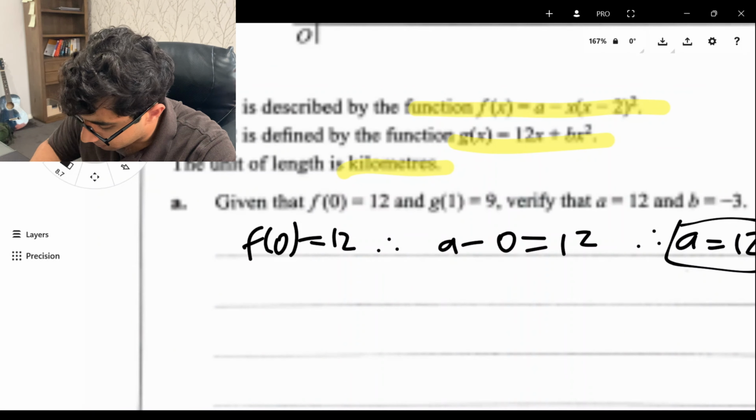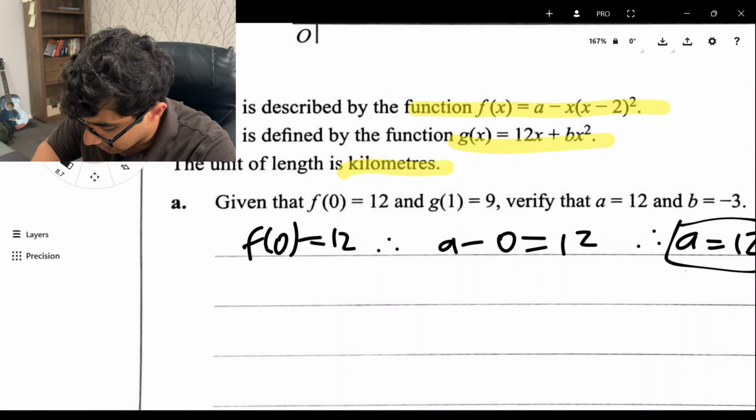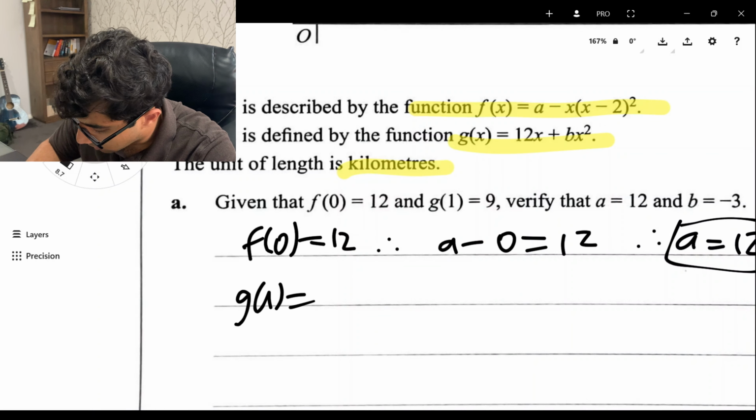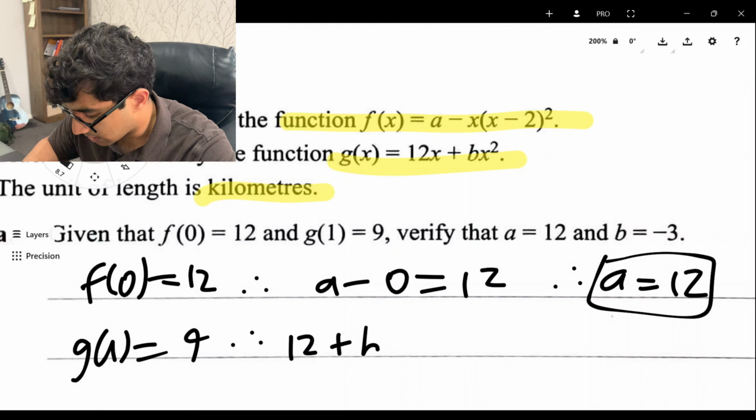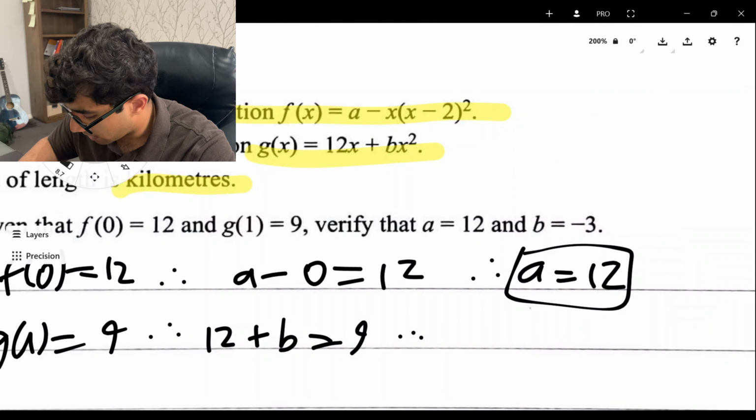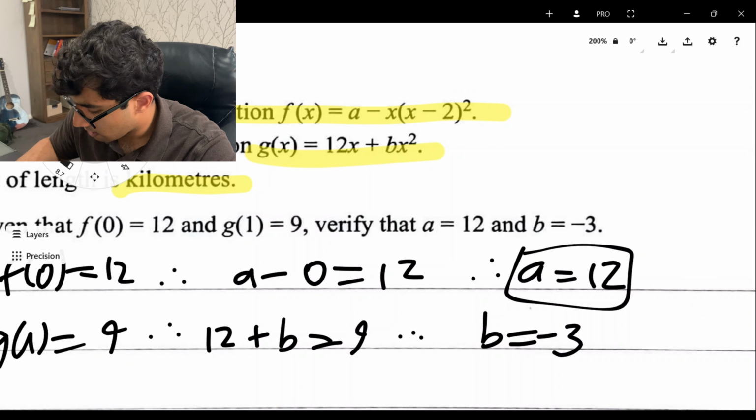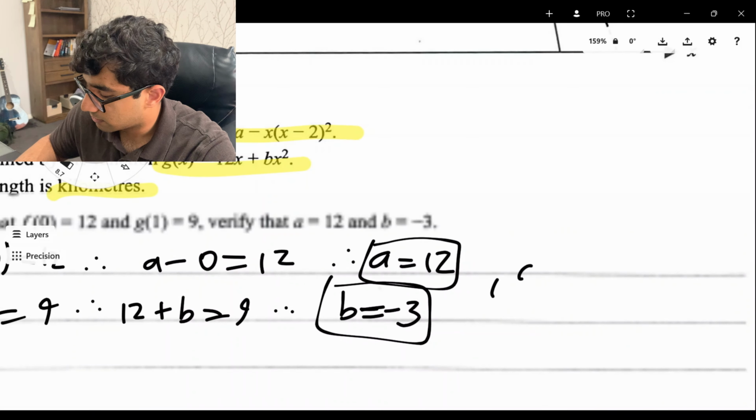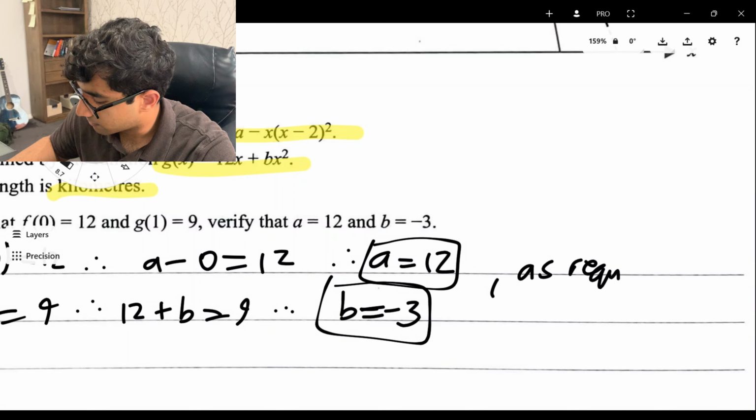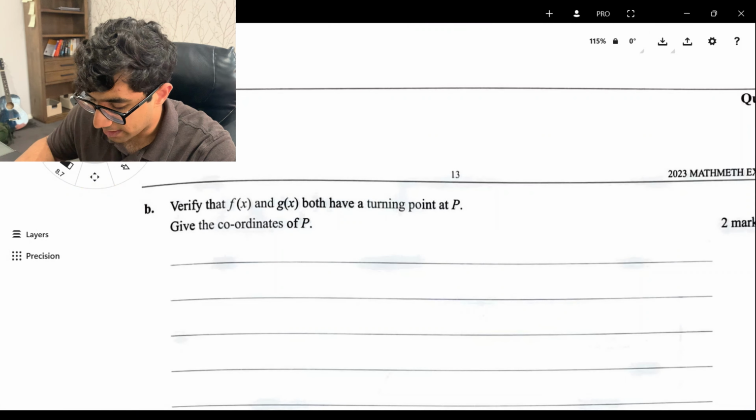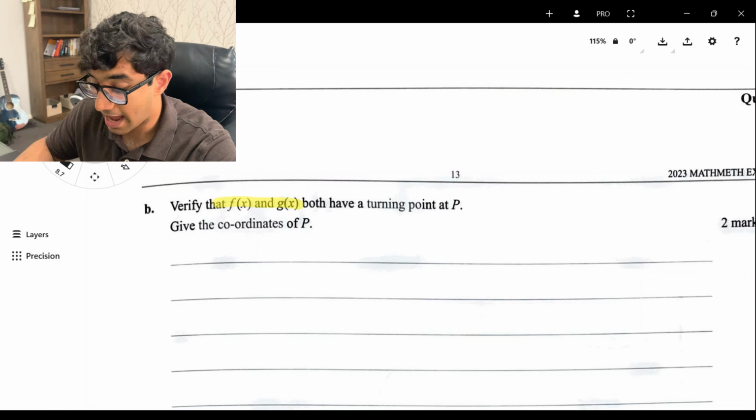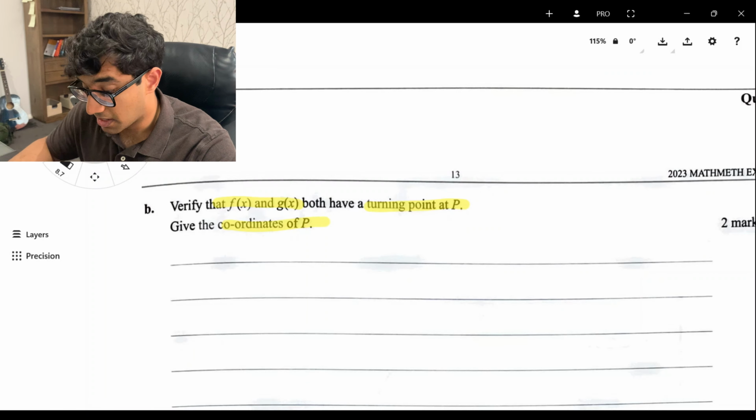And g of 1 has to equal 9. So when I sub in x equals 1, I get 12 plus b equaling 9, therefore b is equal to minus 3, okay? And then I just say as required. Simple enough, okay? Great. So now, verify that f of x and g of x both have a turning point at P. Give the coordinates of P.